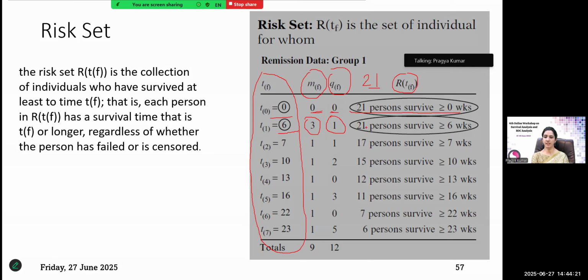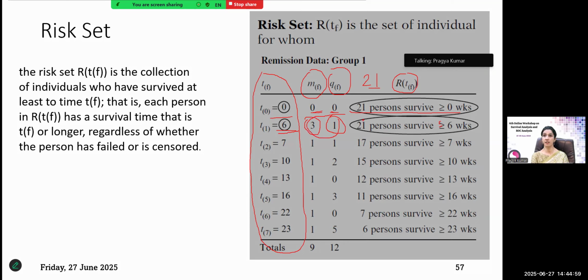In the case of the risk set, you do not deduct the individuals in this column. Why? Because we define the risk set as at least 21 people survived till time 6, since the 3 people who went out of remission also went out of remission at 6 weeks. And there was one censored individual that was also there with us at 6 weeks. So here the equal-to sign is there for all these 4 people, and the more-than sign is for the rest of the people.